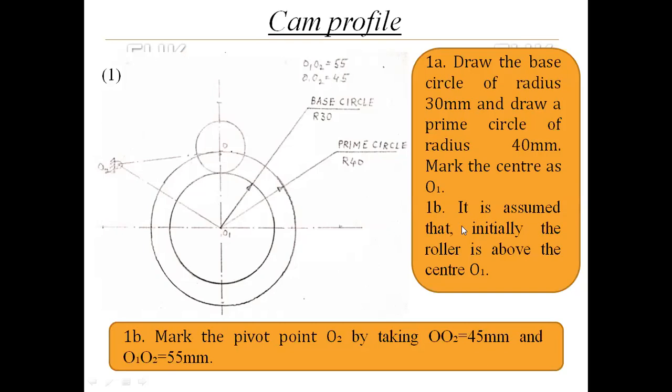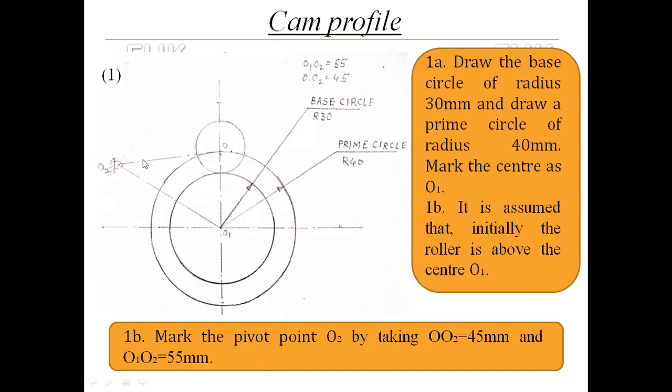Okay. Now it is assumed that initially the roller is above the center O1. This is an assumption, and why? Because it is not directly given in the problem statement what the first position of the roller is. Now the second point, mark the pivot point O2. That point I have to mark. How to mark that O2 point?